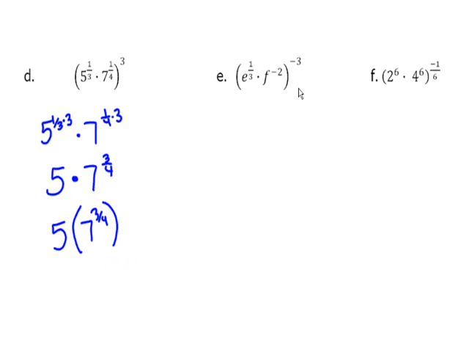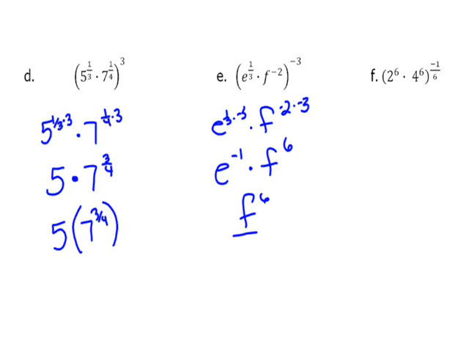All right, over here, raising a power to a power, so I am multiplying. I get e to the 1/3 times -3 times f to the -2 times -3. So over here, this gives me e to the -1. And this gives me f to the +6. We don't leave negatives in our exponent, which means this guy has to go down to the bottom of our fraction. So this becomes f to the 6th over e, final answer.